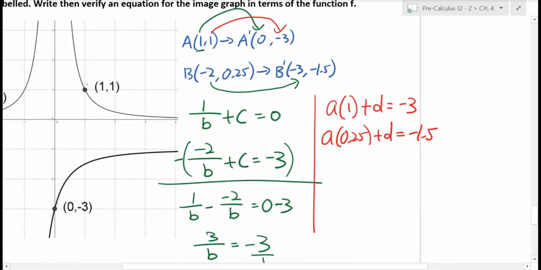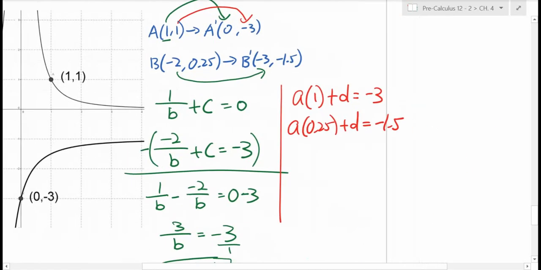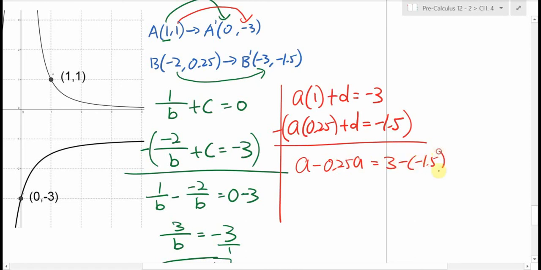Okay. Now I can solve this. Again, I need to subtract, just like what we did with b and c. D minus d is nothing, right? So it's just gone. So we eliminate one of the variables. That's a minus 0.25a equals 3 minus -1.5. This is 0.75a equals 4.5. We can solve for a.